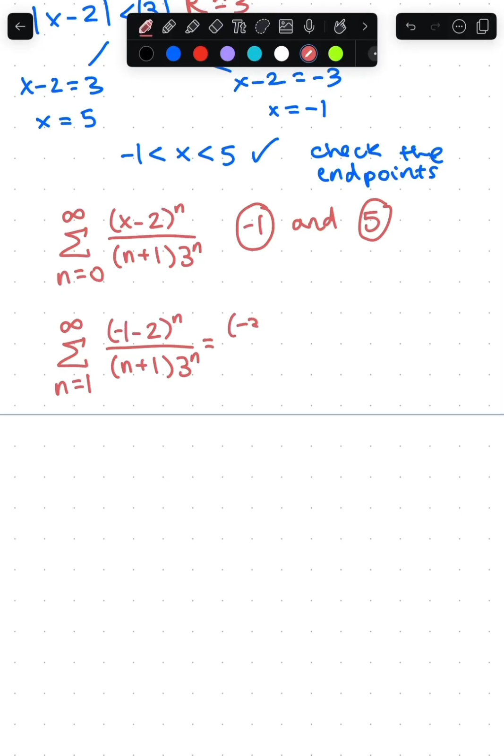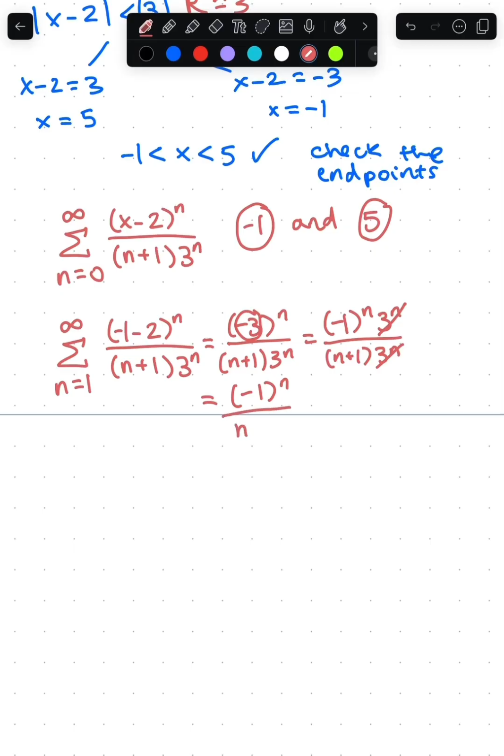And we get negative 3 to the n power all over n plus 1 times 3 to the n power. Now we're actually going to take the 3 out. So we'll have negative 1 to the n power times 3 to the n power over n plus 1 times 3^n. And we did this because now look at that. The 3^n's cancel out. We are left with negative 1 to the n power over n plus 1.